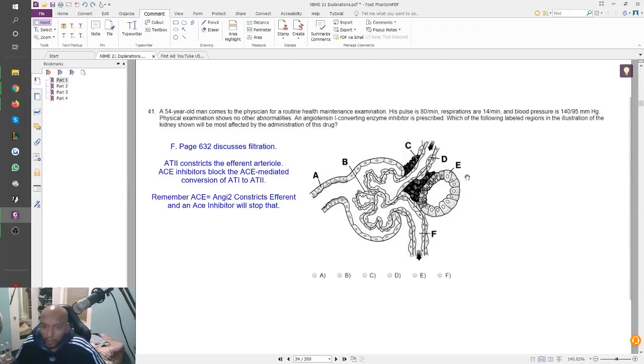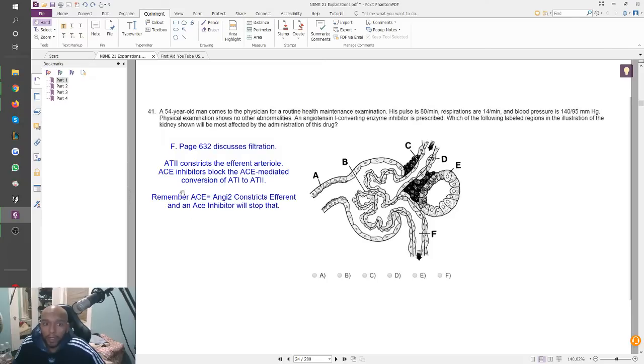24, you should immediately recognize this is a glomerulus. A 54-year-old man comes to the physician for a routine health maintenance exam. Pulse is 80 per minute. Respirations are 14 per minute. Blood pressure is pretty high. Physical exam shows no other abnormalities. An angiotensin 1 converting enzyme inhibitor, an ACE inhibitor like enalapril, is prescribed. Which of the following labeled regions in the illustration of the kidney shown will be most affected by the administration of this drug?